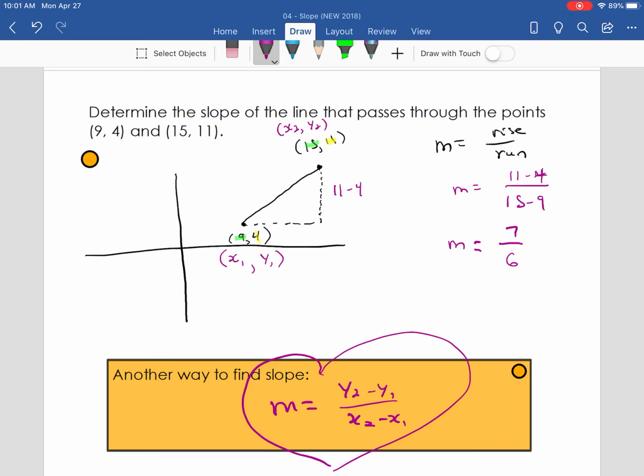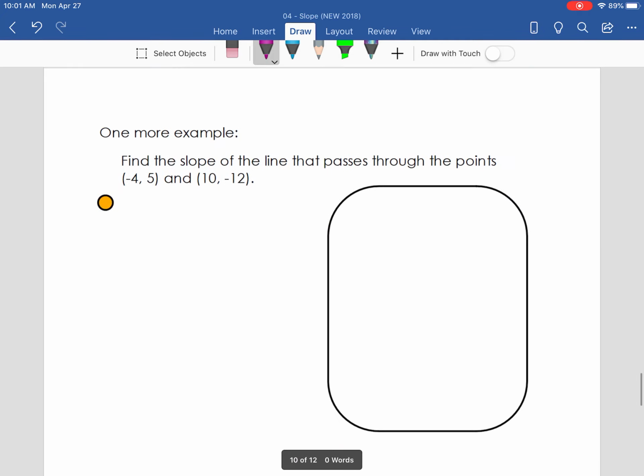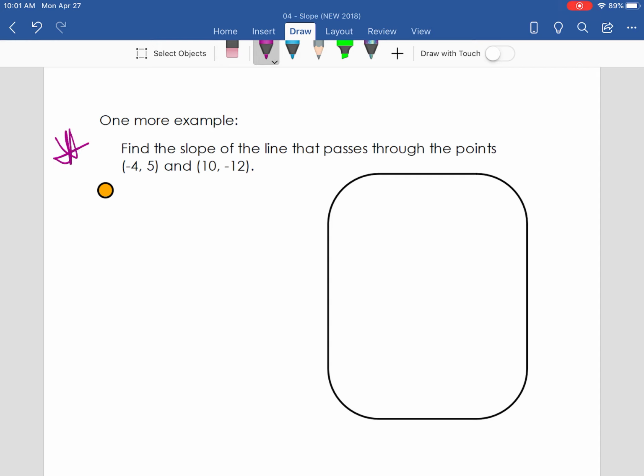And the second point had a y value called y2. To get the rise and run, all we did was take the second y value and subtract the first y value. That's the rise. And to get the run, we take the second x value and subtract the first x value. Okay, I don't expect that to be perfect the first time through.